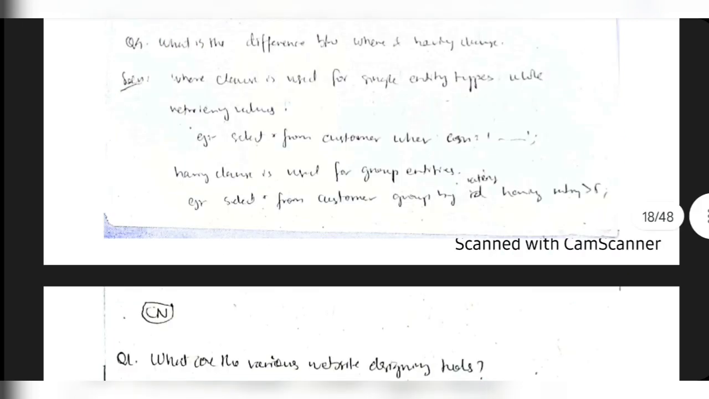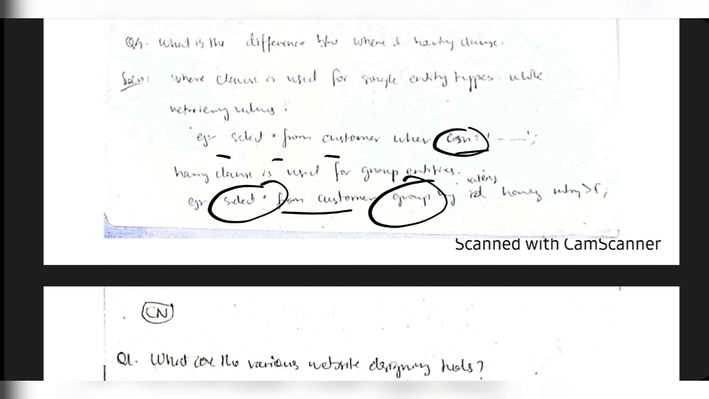Next question is, what is the difference between WHERE and HAVING clause? The WHERE clause is used for single entity, the HAVING clause is used for group entity. So SELECT * FROM customer WHERE a condition is applied here. SELECT * FROM customer GROUP BY rating HAVING rating greater than 5. Whosoever's rating is greater than 5, those groups will be selected here. So it forms a group here. It's not just restricted to one single thing. So it's for the group.